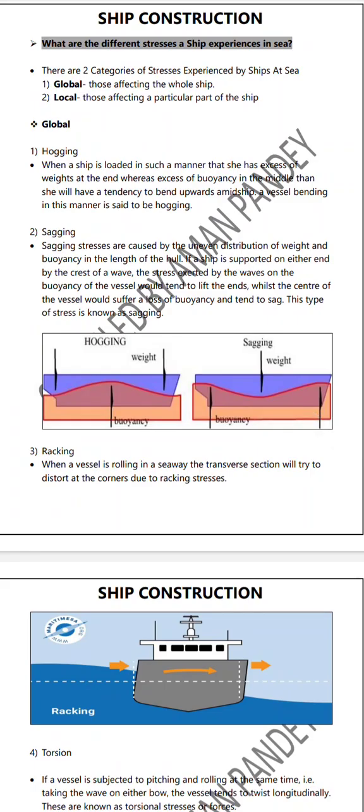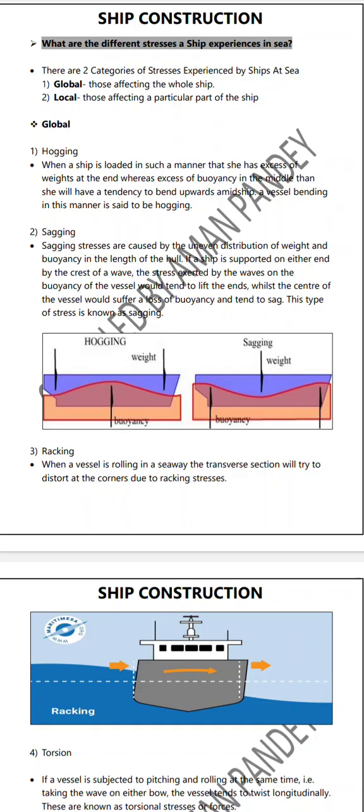What is hogging? Basically, hogging is a kind of global stress in which the weight is distributed at the ends of the vessel, and the buoyancy is maximum at the center, and the vessel is bent from the center. It is called hogging. In sagging, the vessel tends to bend inward from the center because most of the weight is centered at the midship of the vessel, and the buoyancy is more at the edges of the vessel. So this is called sagging. The vessel will bend at the center inwardly.